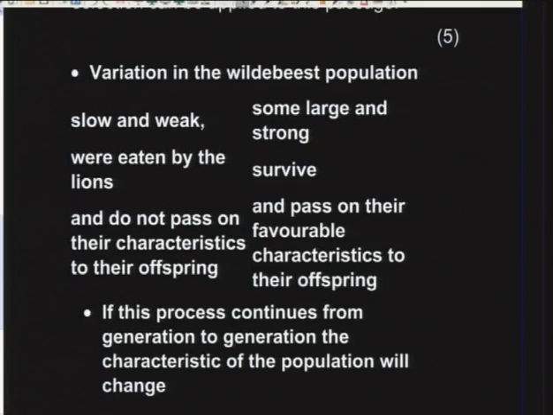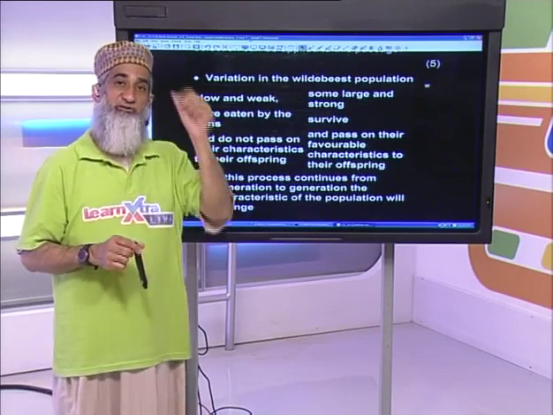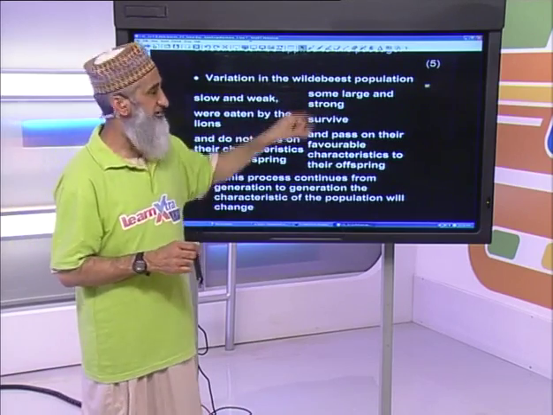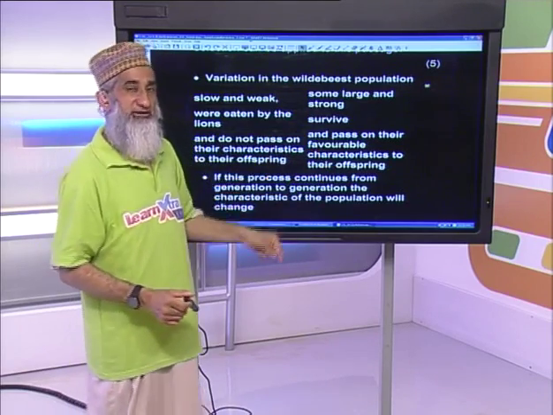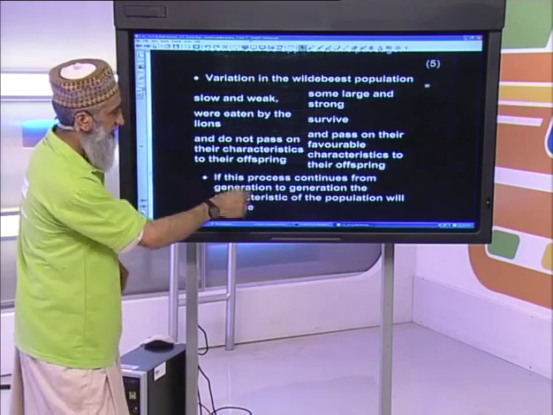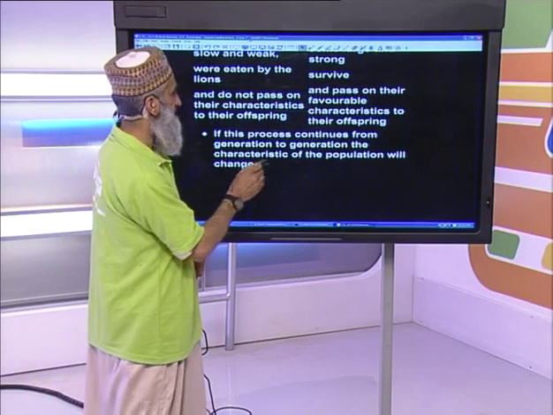Some had favorable characteristics, large and strong, while others had unfavorable characteristics, slow and weak. Those that had the favorable characteristics, strong and large, will survive. And if they survive, they can reproduce. And if they reproduce, they can pass this favorable characteristic to their offspring. They don't pass the characteristic as a characteristic, but as a gene. A favorable gene is passed. They have this favorable characteristic, or rather this gene, that makes them stronger and larger. And that is passed on to the offspring, and if this process continues from generation to generation, then the characteristic of the population will change.